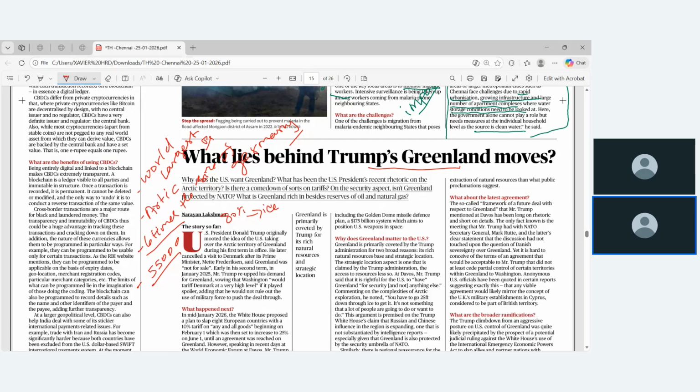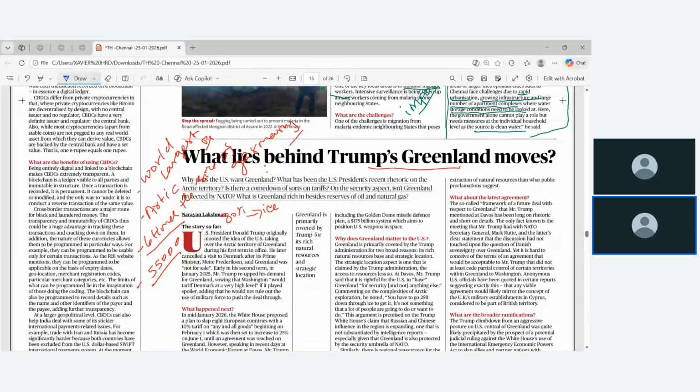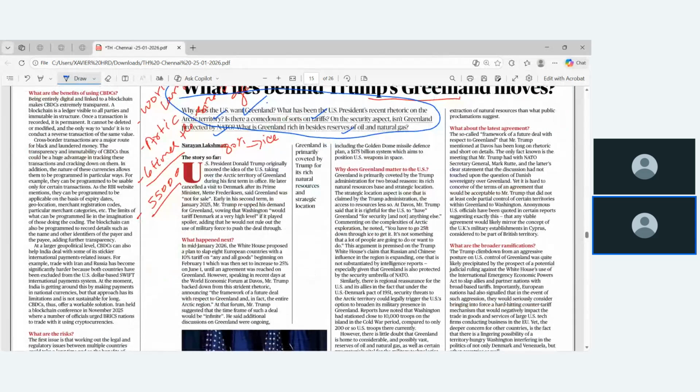Now we will look into the article and what has been discussed here. It starts with the questions: Why does the US want Greenland? Now Trump cites Greenland. What has been the US president's recent rhetoric on the Arctic territory? Is there a counter, some tariff on the security aspect? Is Greenland not protected by NATO? What is Greenland rich in besides reserves of oil and natural gas? All these questions have their answers in this article. Let us see one by one.